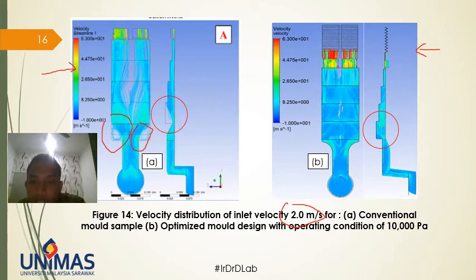But then if we see here in figure 14b, we can say that by using the same inlet velocity provided by Kyokuto Diecast, but using operating condition of 10,000 Pascal, the molten metal is evenly distributed inside the die cavity, which fully occupies the die cavity.